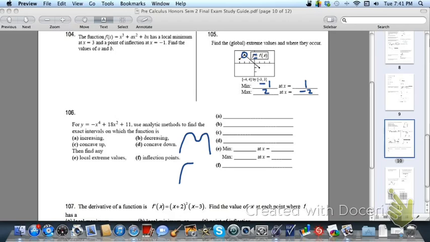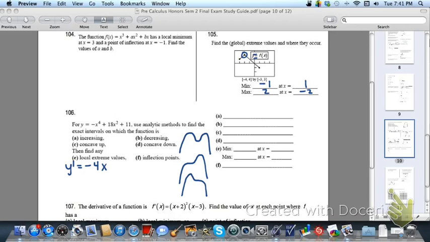Now, it could go up like this. It could go up and then come down like that. So one of these three is going to be what this graph looks like. So we can be rest assured that it's going to be increasing first and decreasing last regardless. So let's see if we can figure this out using some calculus.